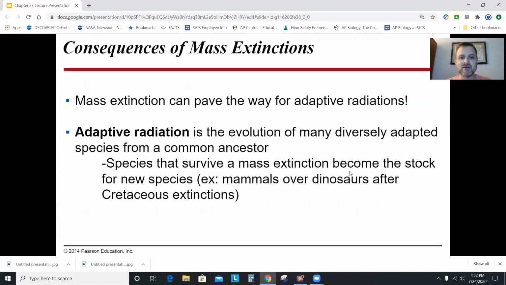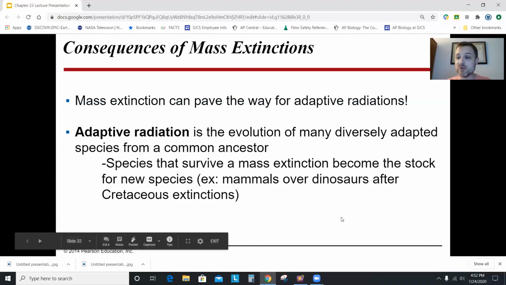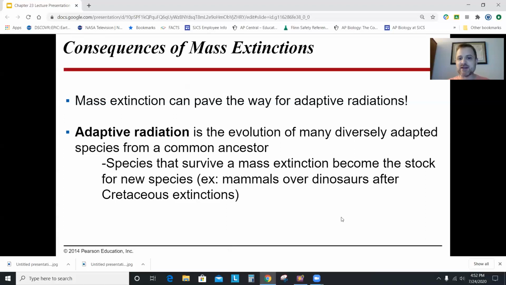All right, I mentioned this is our last slide. So mass extinctions paved the way for adaptive radiation, which is just the idea that you have a common ancestor, and that ancestor just adapts to way different environments and takes over. And the best example is the Cretaceous extinction, where the dinosaurs going extinct allowed mammals to radiate across the planet and adapt in different ways. And one of those lines eventually evolved into Homo sapiens.